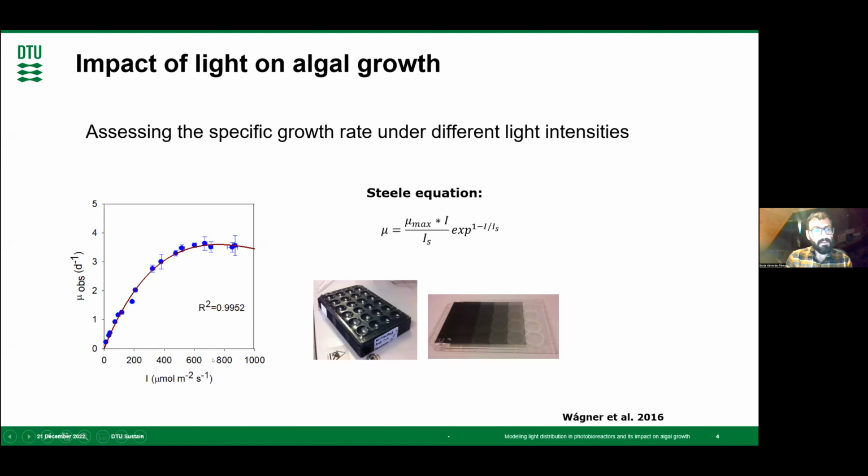What you observe in the figure on the left is that the growth rate of the algae increases with increasing light intensity until you reach a sort of maximum, beyond which your algae start suffering from photoinhibition. This is a phenomenon that affects many of the microalgae that we use for wastewater treatment. And it can be very well modeled by this kind of expression. This is just one example, the Steele equation, where we can modulate the growth rate of the algae if we know the maximum growth rate and the optimum light intensity that they have.